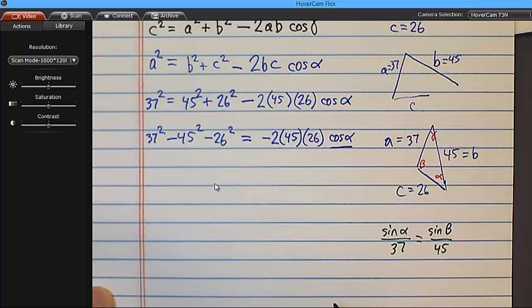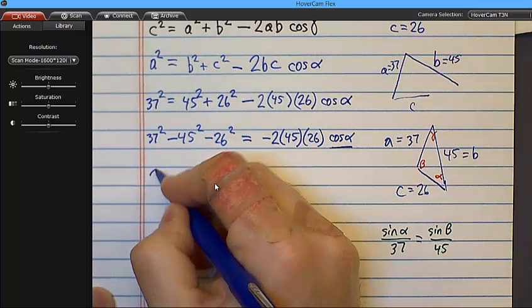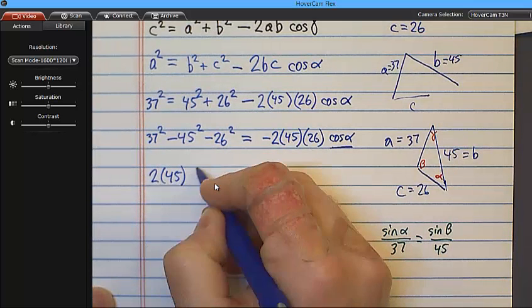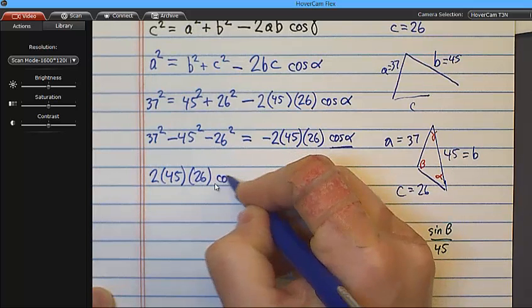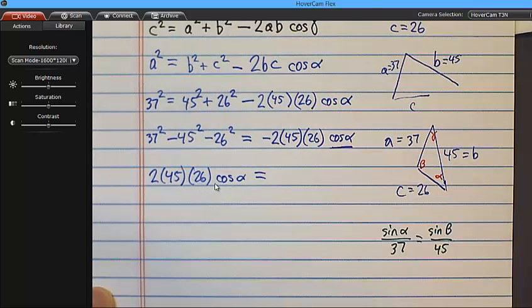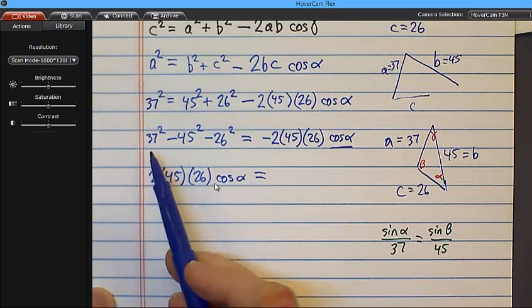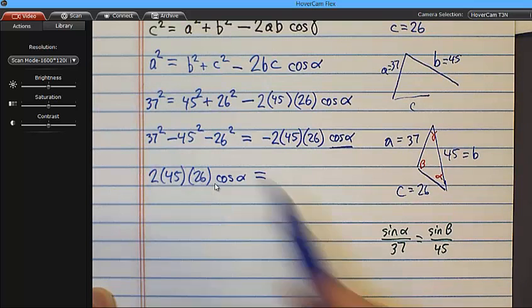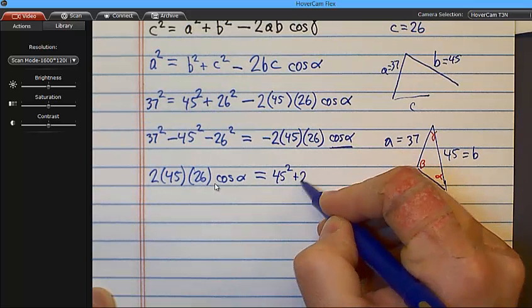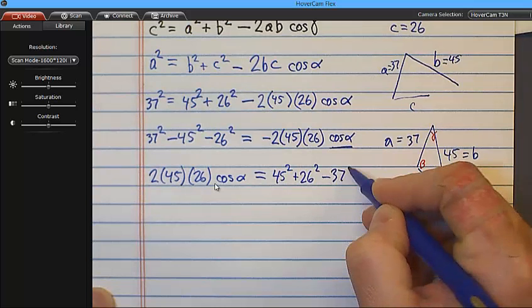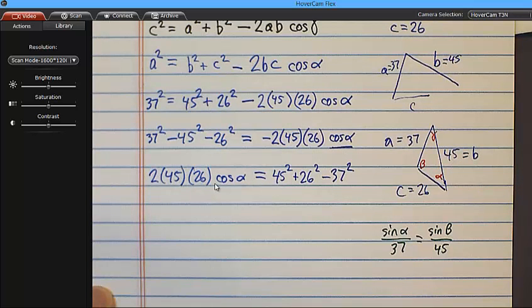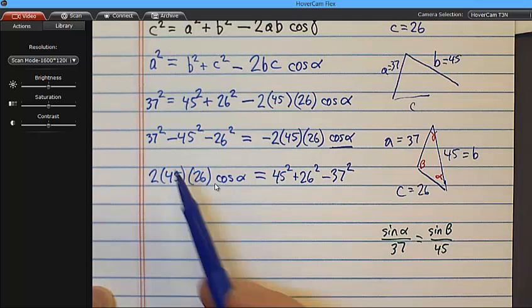This cosine. Let me go a little slower, and let me just divide both sides by a negative 1. So I'm going to say, and let me just switch the sides too. 2 times 45 times 26 times cosine of alpha. If I divide by negative 1, that changes the signs of all these things, right? So it's going to be positive 45 squared plus 26 squared minus 37 squared. Does that make sense to people? I just divided by -1, so I changed all the signs. And I wrote the positives before the negatives. We usually do that.